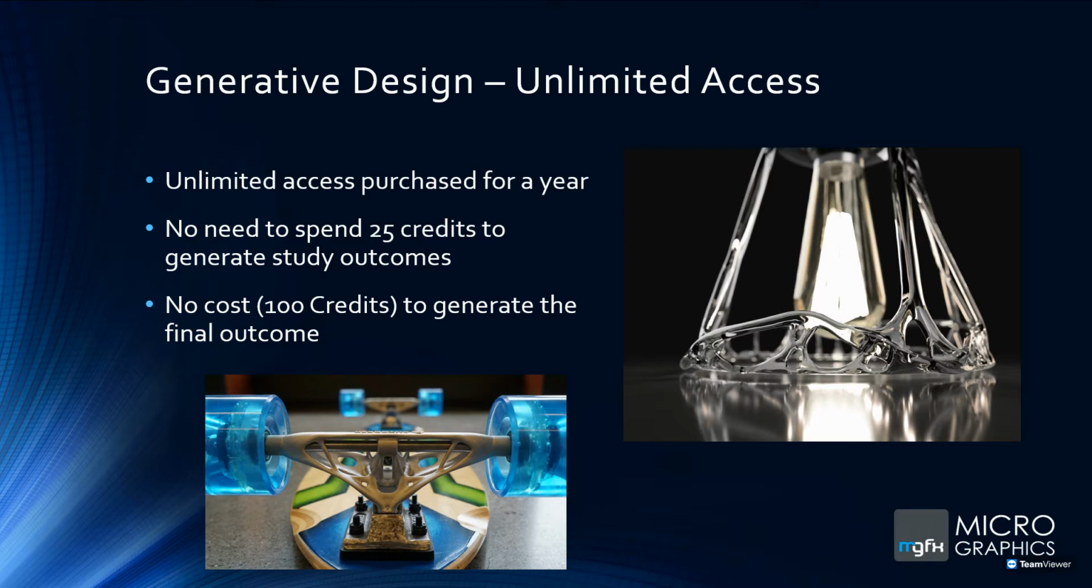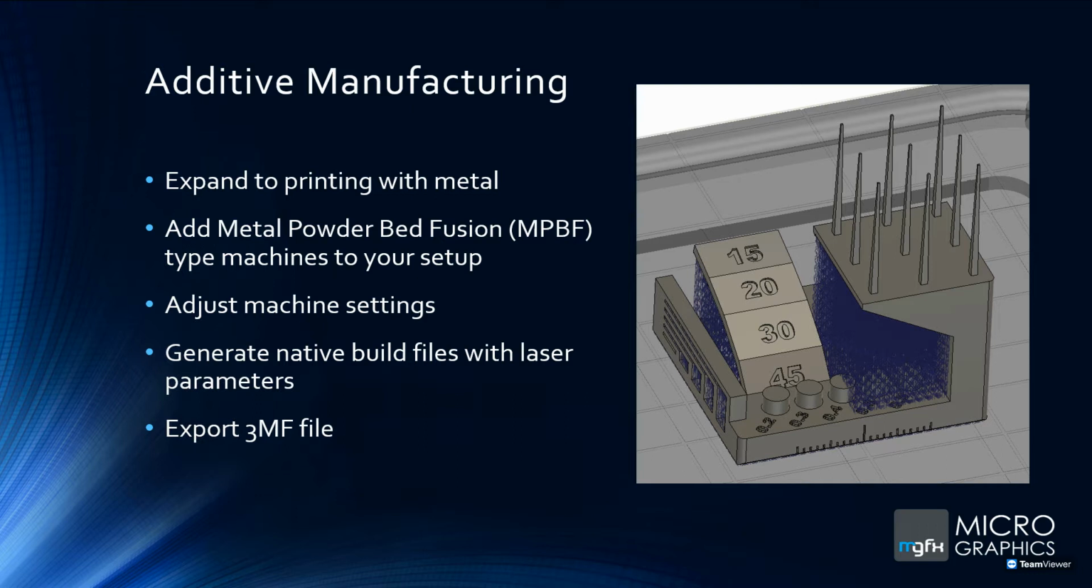So moving on to the manufacturing side, which is the focus of today's webinar, we will start off with looking at the additive manufacturing extension. So once you unlock your extensions within the software, your additive manufacturing portion of the software will be expanded to include printing with metals, those powder bed fusion machines. And this is typically a machine where you've got a powdered metal and the machine itself will use a laser to melt that metal down to create a component.